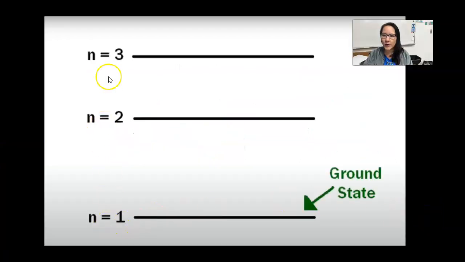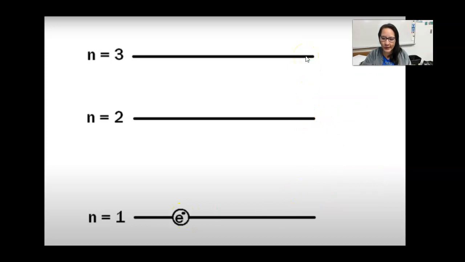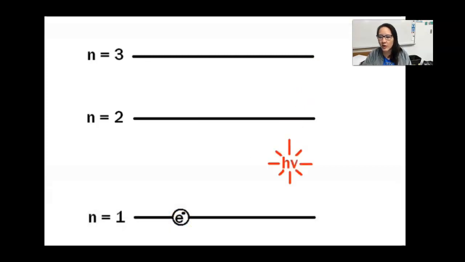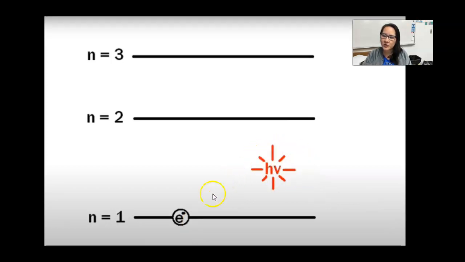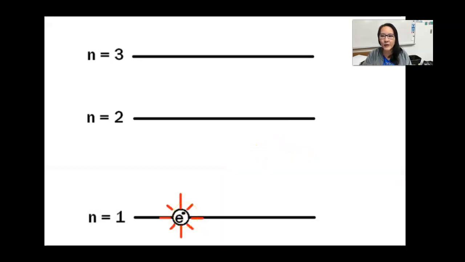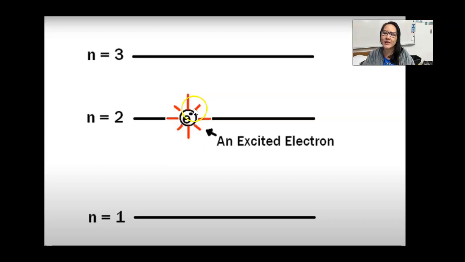So we have energy level 1, 2, and 3. Energy level 1 we'll call the ground state, and then these are the excited states, energy level 2 and 3. We have an electron at the ground state, and then if that electron can absorb some energy, this would be a quanta of energy, it would absorb it, and then it would have enough energy to become excited and jump to a higher energy level, like energy level 2. So this is the transition from level 1 to level 2. It got some energy, it jumped up to level 2, and now it's in an excited state.